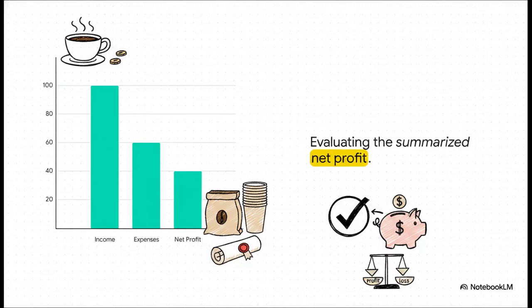And once all that data is summarized, we hit the analyzing phase. By comparing our summarized income, like all those total coffee sales, against our summarized expenses, the beans, the cups, the permits, we ascertain our net profit. This right here is the absolute moment of truth. Did the coffee cart actually generate a profit or take a loss?